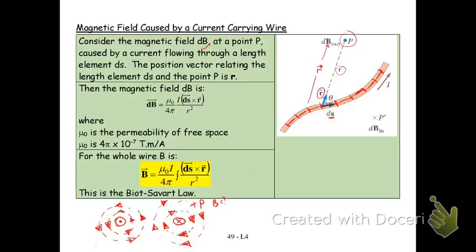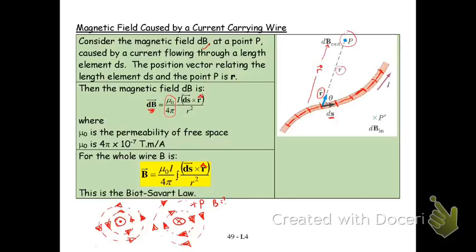What we say is the little bit of magnetic field is a constant, mu naught divided by 4 pi, times the current, times a cross product ds crossed with r hat. I'm sorry, in the notes I put down r with the little vector on top of it, and that is r hat, divided by r squared, inverse square. That's also r hat down there. Where mu naught is the permeability of free space, and it's 4 pi times 10 to the minus 7 Tesla meter per amp.